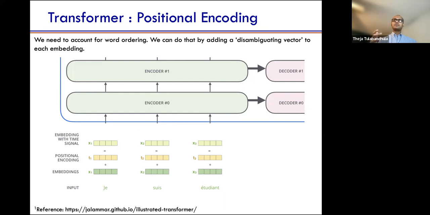If you imagine RNNs, for example, if I have a sequence of words, then I do capture the sequence, because I pass the first word first, then the second word, then the third word, then the fourth word.